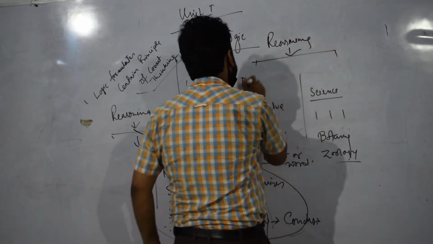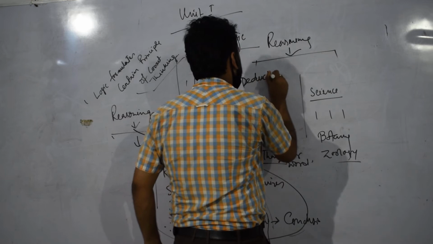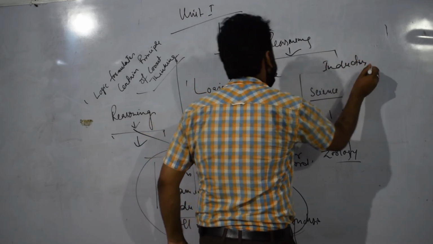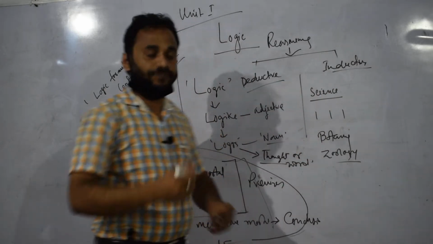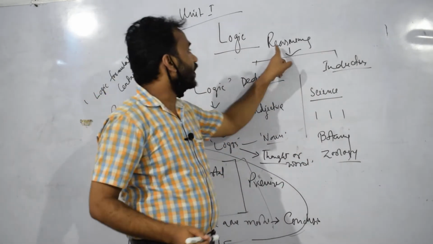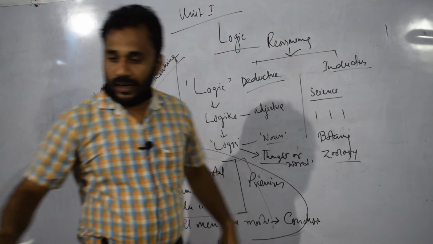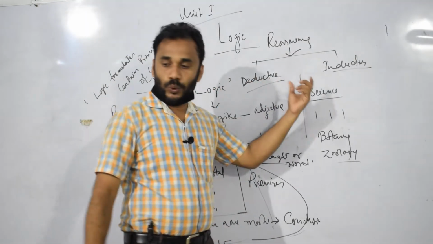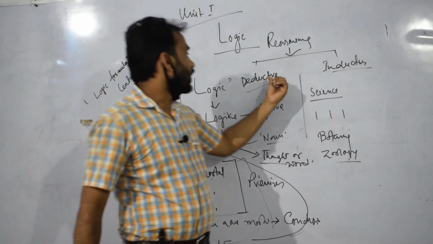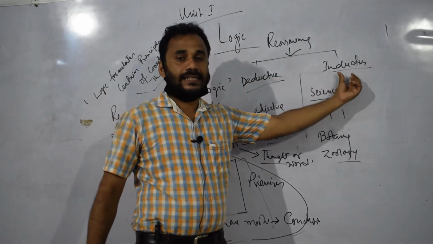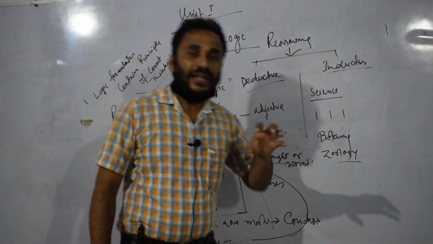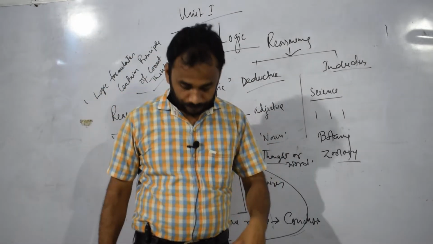So one is deductive, another is inductive. So now reasoning may be divided into two. One is deductive, another is inductive. So now what is deductive inference?